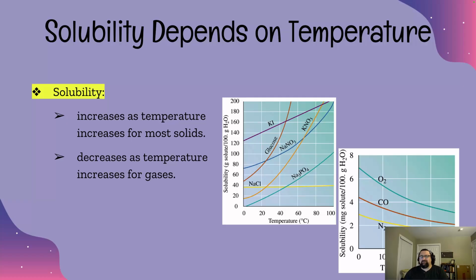However, solubility is going to decrease for gases. Water holds on to gases like carbon dioxide, nitrogen, oxygen. We know there's oxygen in water. It's how the fish breathe. And so when you heat up water, all those gases are pushed out of solution. When you boil water, there's no longer carbon dioxide in that water. There's no longer oxygen in that water. You've gotten rid of everything.